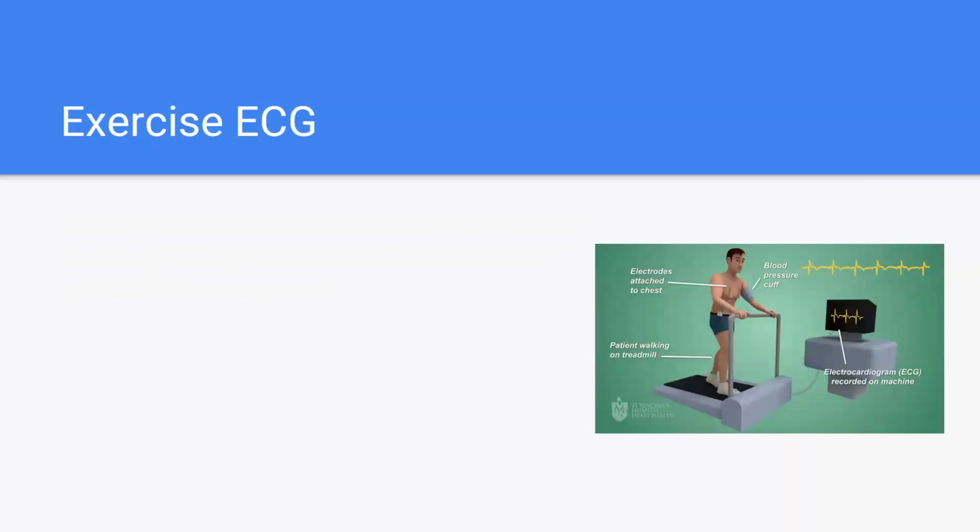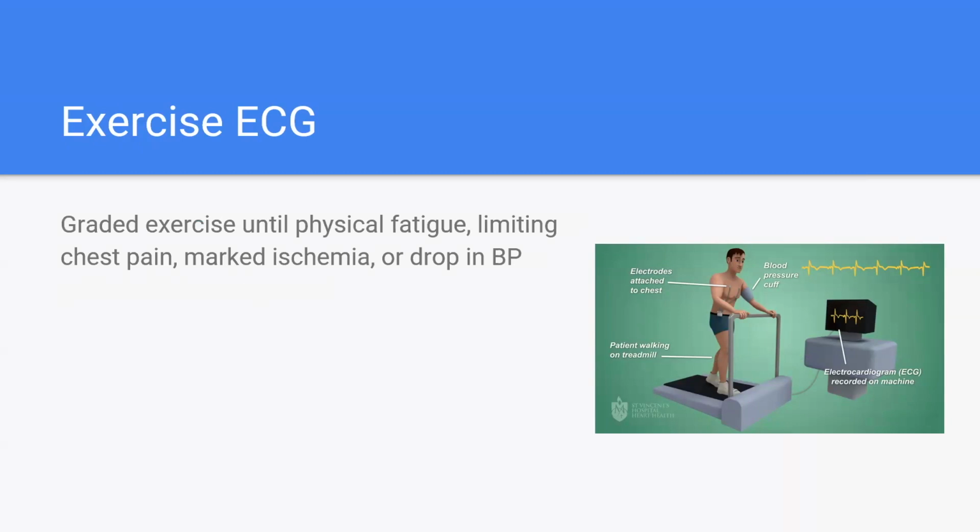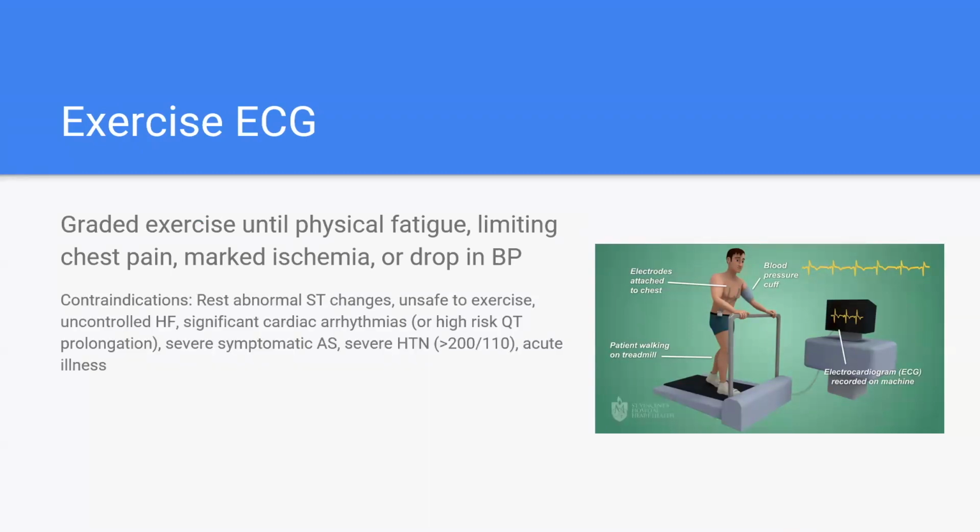Exercise EKG, of course, is graded exercise until fatigue, chest pain, or they see ischemia. Contraindications, not going to read all that, but if they have an abnormal EKG at baseline, or significant cardiac arrhythmias, or if they're sick, or if they can't exercise, obviously we can't do those.